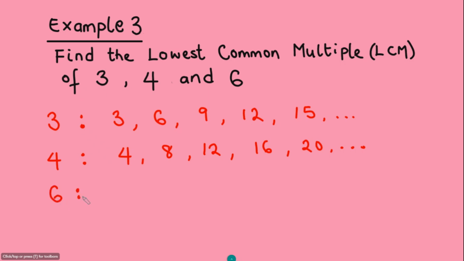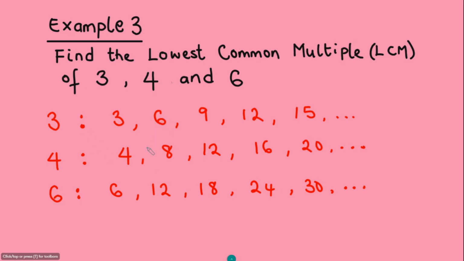And then we list the multiples of 6. The multiples of 6 are 6, 12, 18, 24, 30. Of course, you notice that the list continues. And now we're going to inspect all the multiples of 3, the multiples of 4, and the multiples of 6 to see the multiples that are common in those lists.